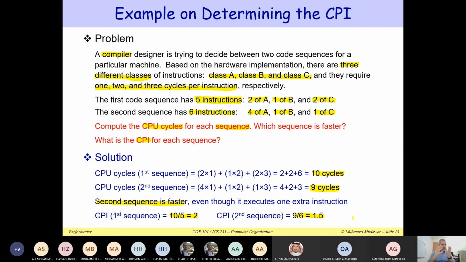So this shows how the compiler can play a role in improving the CPI and the total number of clock cycles. Now, I say 10 cycles, 9 cycles. If you are using a very fast clock, the difference is only 1 cycle, correct? Yes. But the clock cycle today is a fraction of a nanosecond. So what are you trying to say? Is this important?